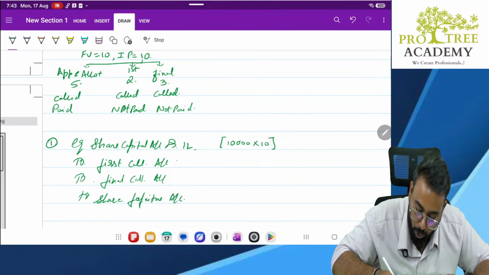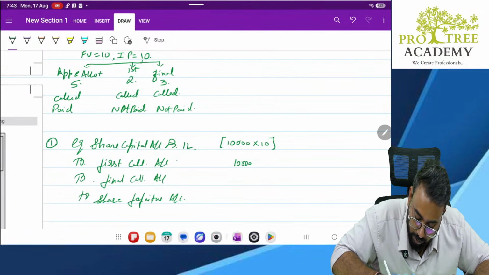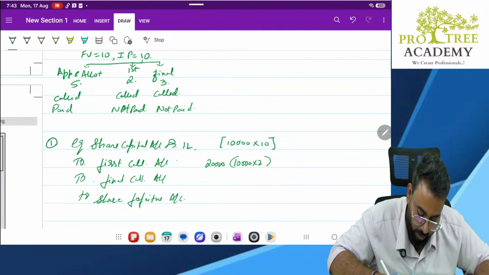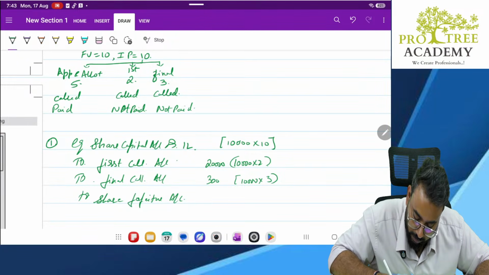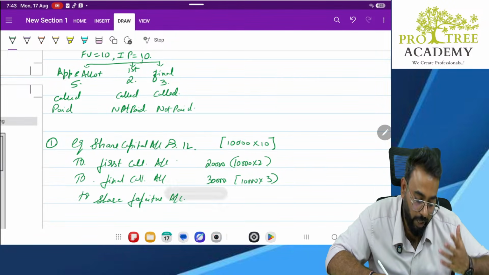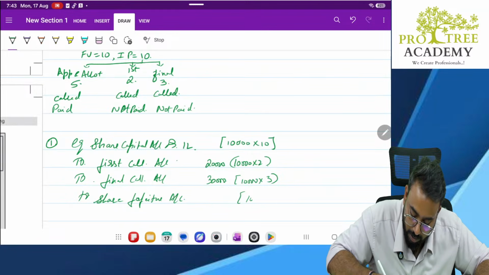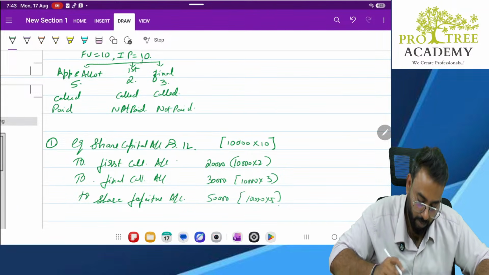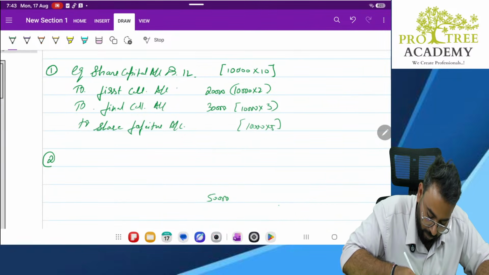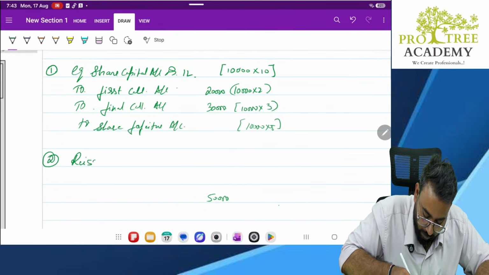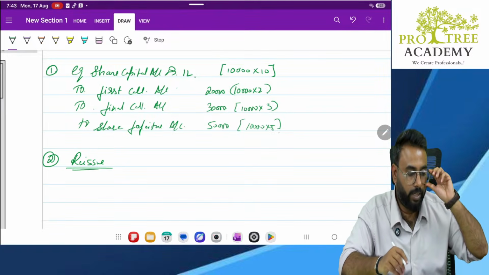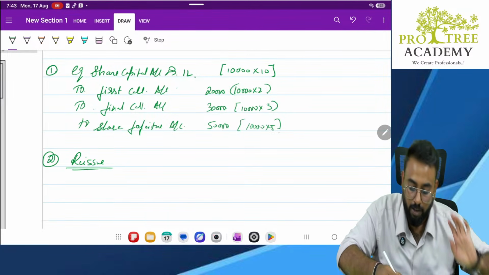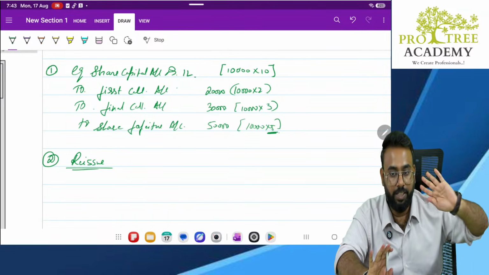to first call. How much? 2. Correct? So 10,000 into 2, that will be 20,000. Next, 10,000 into 3, that will be 30,000. Balance, whatever we have already collected, is how much? 10,000 into 5. Clear? Reissue. We reissued at a discount of what? 3.5. How much have we already collected? 5. So we are within the limit.